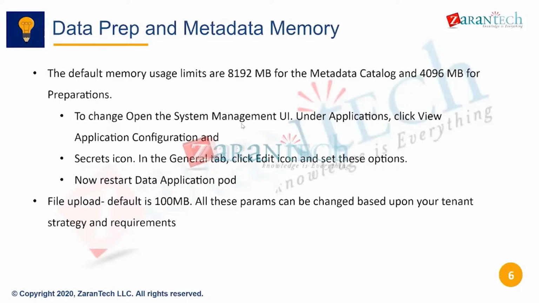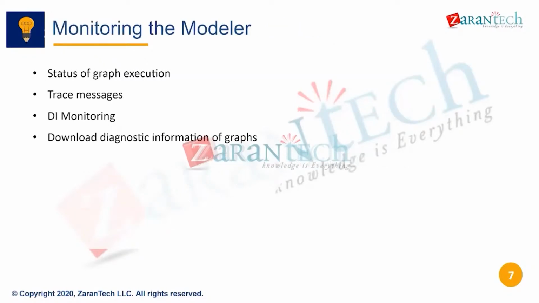Now, how do you set these memories? We go to system management, then under the applications, we'll be able to see the application configurations, and then we will be able to make changes in case you require additional memory, right? I'll also show you where we can add the additional memory in these places, right?